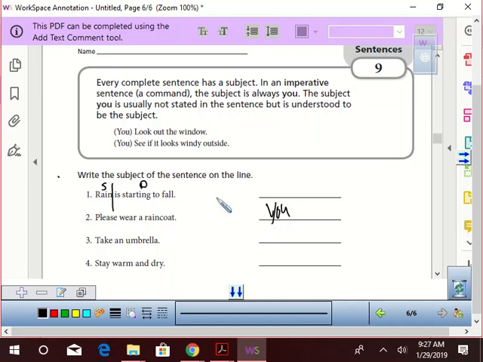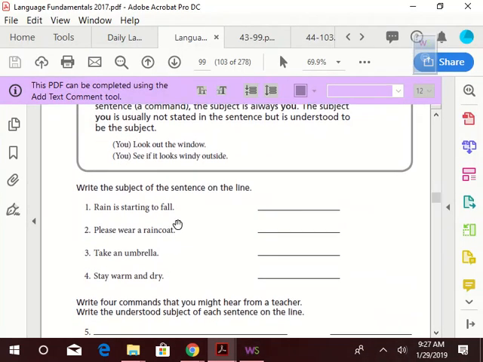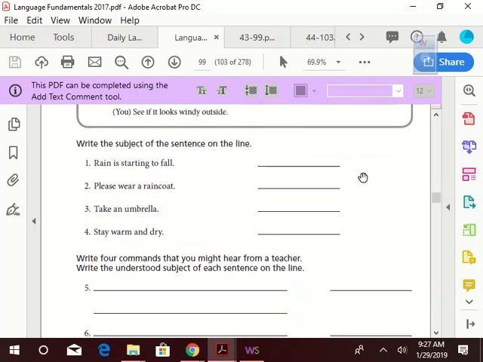All right. So you guys are going to decide whether you are the subject or if there's an actual subject in there, right? If it's giving you a command, then the answer is going to be Y-O-U, right? If it's not giving a command, then there is a subject to be found. Does that make sense to everybody? You sure? All right.